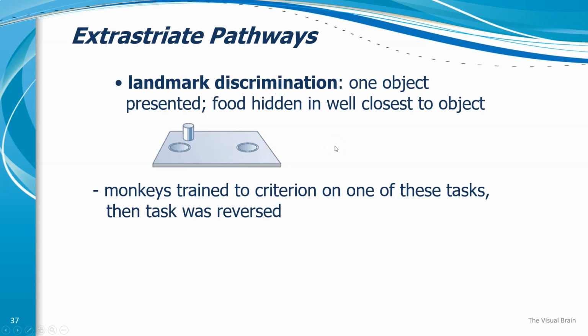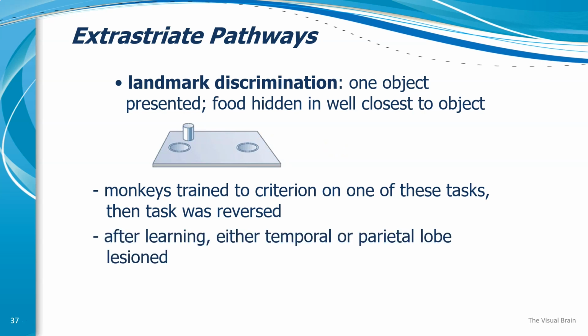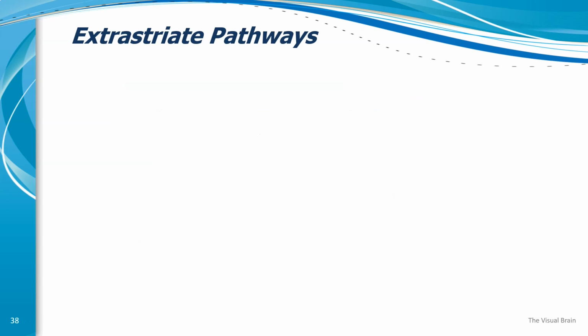Okay, after learning all this to a particular criterion, getting a certain number in a row correct, that's when the lesioning happened. And Pohl lesioned either the temporal lobe or the parietal lobe. Now those two words should seem familiar. I just discussed those as part of the extrastriate streams. Let's take a look at the effects on the object task first of all.